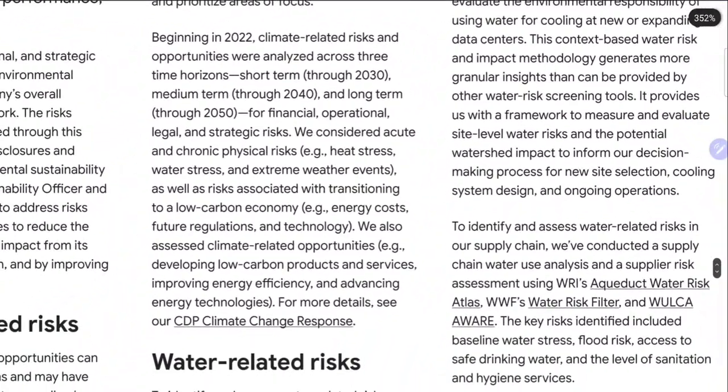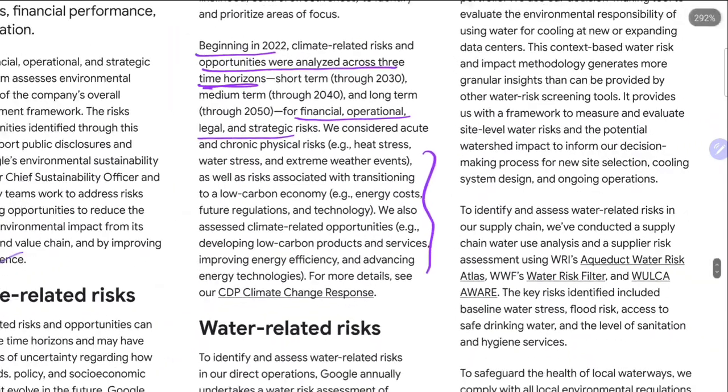Now, if you see here, in 2022, climate-related risks and opportunities were analyzed across three time horizons, as we say: short term, medium term and long term, right? And the categorization of the risk has also been done: financial, operational, legal and strategic. So this can also be very useful for you to understand.